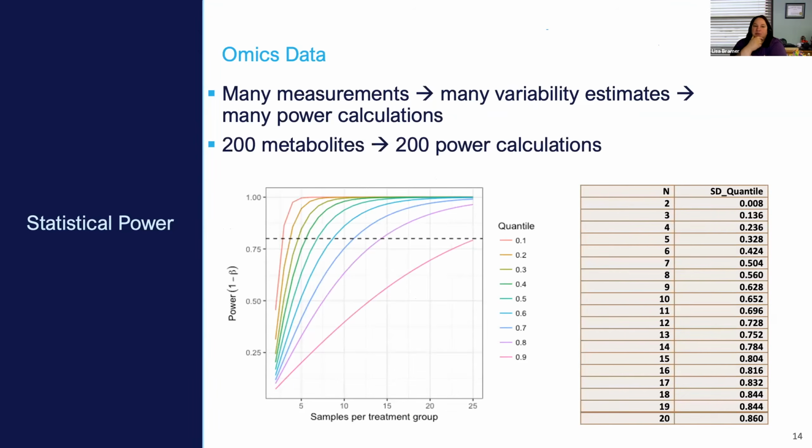So that's an example of what power calculations might look like for omics data. Again, if you have many measurements, many proteins or metabolites, you get many estimates of variability from your data, and thus you get many power calculations. For example, in this previous data set, we have 200 metabolites. We can do 200 power calculations because each of those metabolites has a different variance or standard deviation. And the results of statistical power are typically calculated as how many samples you have per treatment group in order to reach some accepted level of power, like 80%.